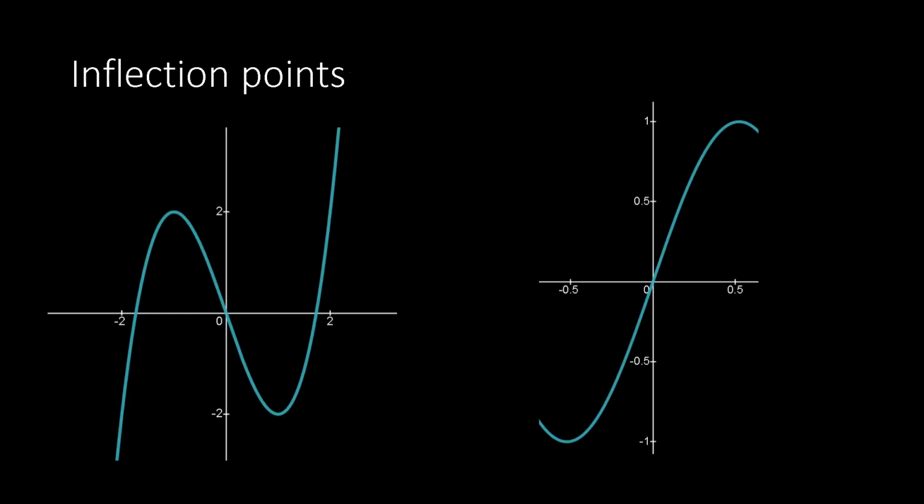Now, an inflection point is a point where the second derivative is 0. And it's also a point where the second derivative goes from being negative to positive, or goes from being positive to negative. So if, for example, it goes from negative and then it goes to 0 and then it goes back to negative, that's not an inflection point. So we're going to look at these two functions.